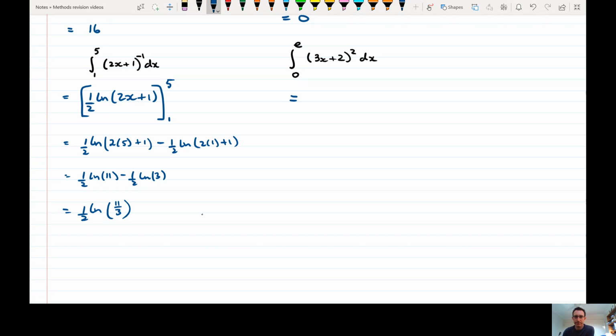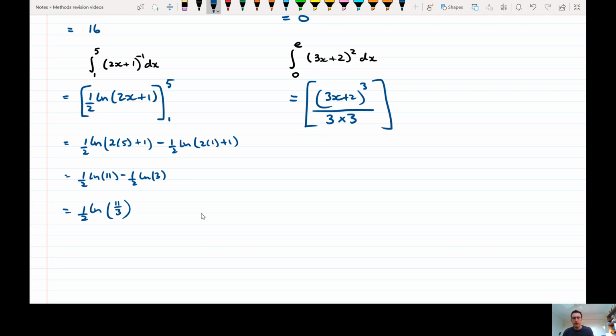Last one. We got 3x plus 2 to the power of 2. Well, this one does not have a power of -1, so I can just go 3x plus 2 to the power of, increase that power by 1 and divide it by that power of 3. But we also have to divide it by this 3, because in the derivative that 3 would come out multiplying at the front. So I'm going to multiply it by 3 like that.